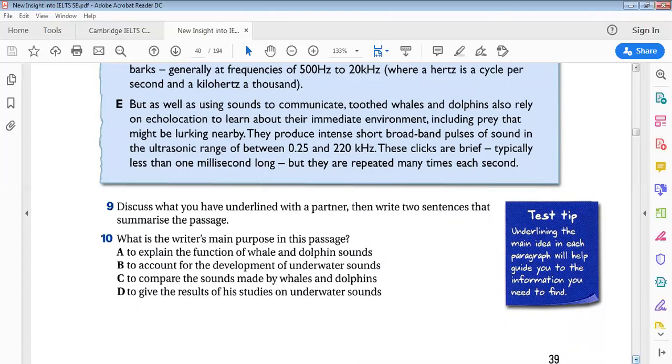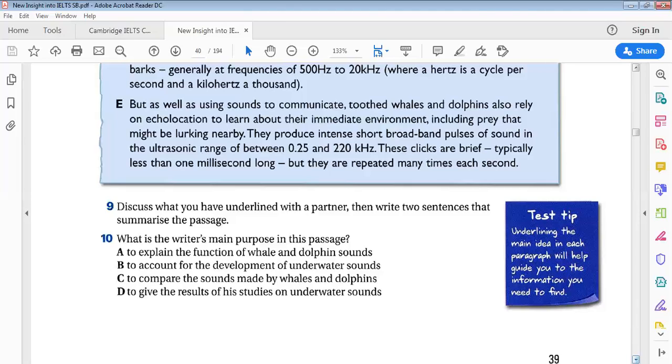Sound travels faster through water than through air. It is sound, not sight, that is important beneath the ocean. Sound travels much faster through water than through air. Whales and dolphins usually communicate to travel and to find food.